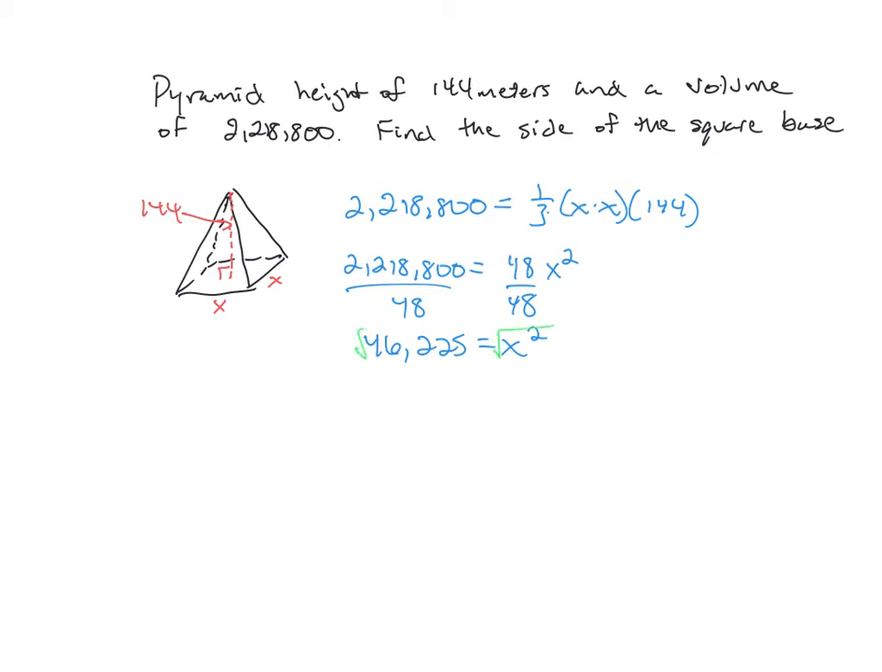And then we're going to do square root. And we get 215. The square root of that is actually 215. So find the side of the square base. I did, 215. It said meters up here, so it would have to be meters there as well.